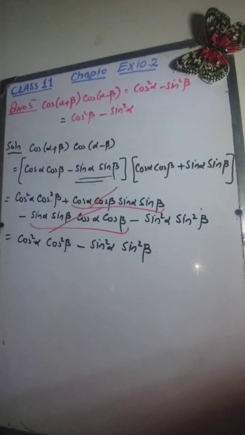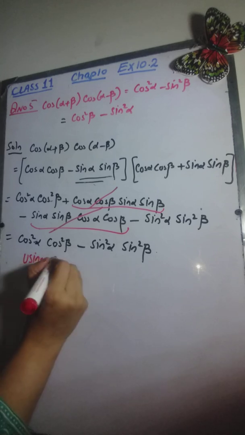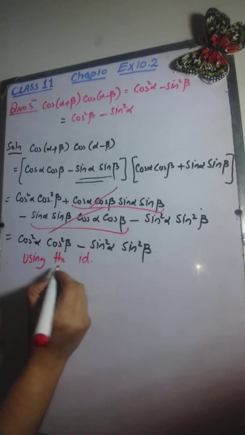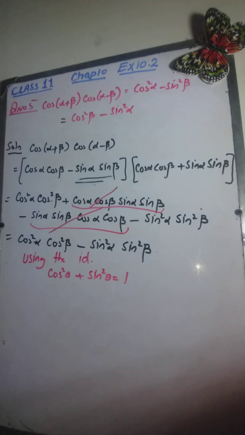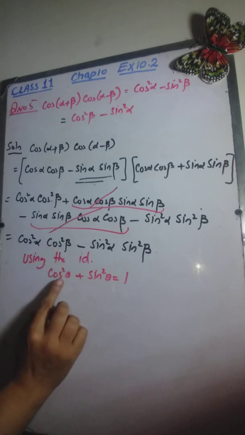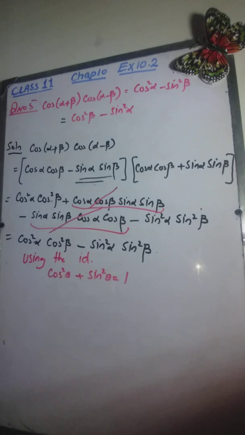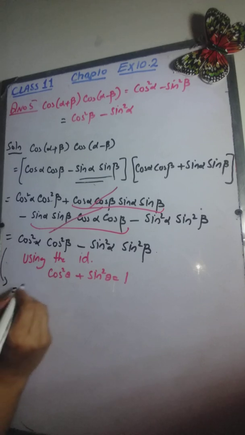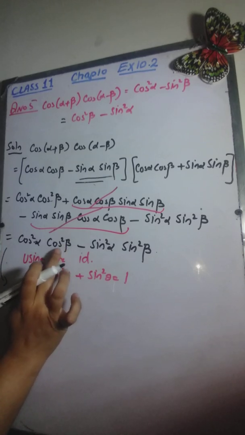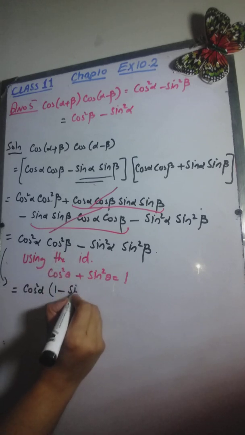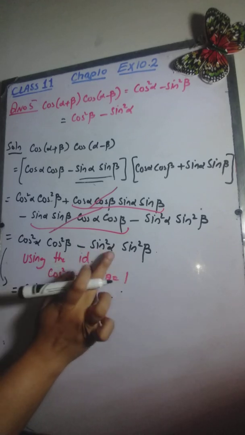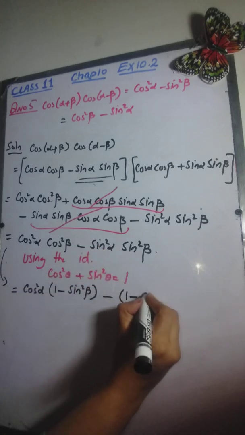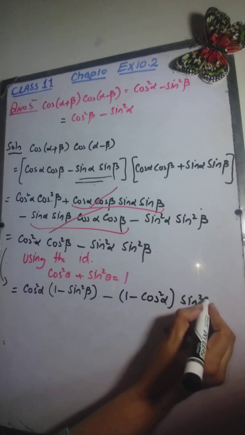For that I am going to use the identity, the first identity that we learned in trigonometry: cos square theta plus sin square theta is equal to 1. So using this identity we know that cos square beta will be equal to 1 minus sin square beta. So this is equal to cos square alpha, and since we want beta with sin only, I'm going to write this as 1 minus sin square beta using this identity. And minus, since we want alpha with cos only, I'm going to write sin square alpha as 1 minus cos square alpha into sin square beta.